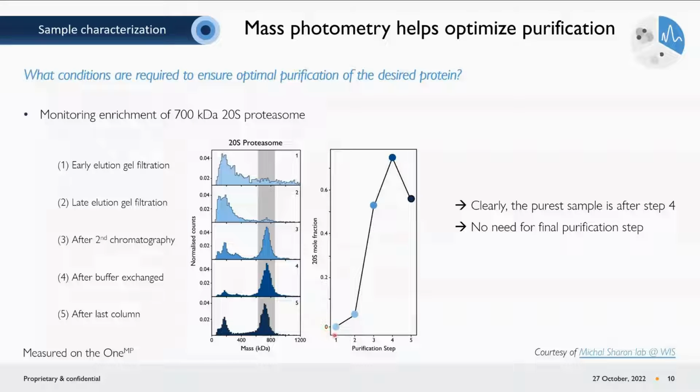However, now they also plotted the percentage of this peak over all molecules detected. And they could find that using their established process, the last step actually leads to lower purity of the 20S proteasome than the fourth step. So they learned during this analysis that the fifth step can be omitted.